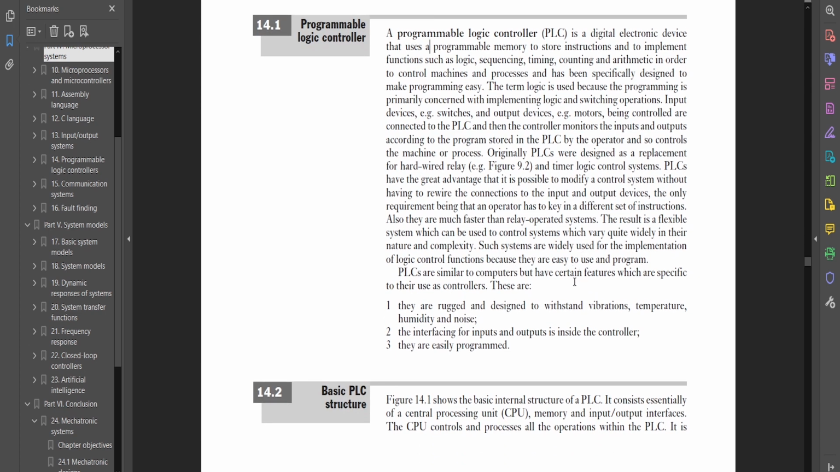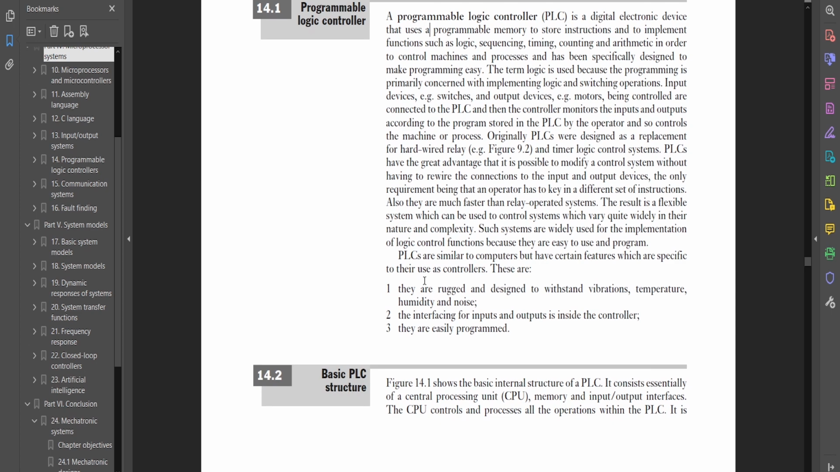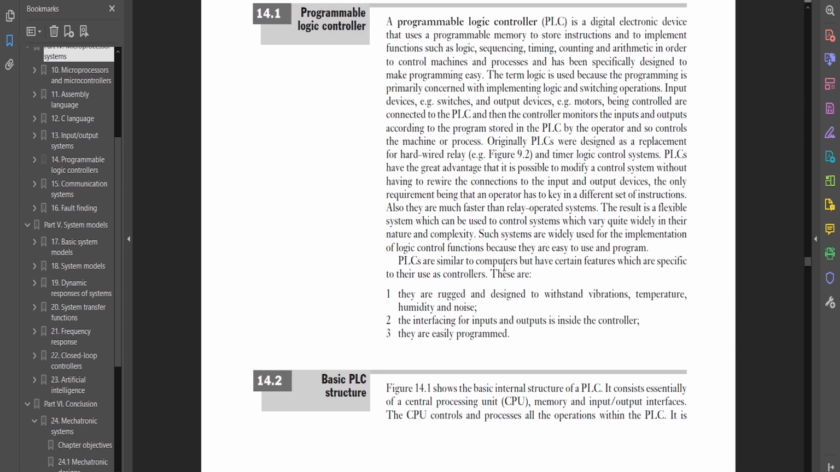PLCs are similar to computers but have certain features which are specific to their use as controllers. Okay. So they're rugged and designed to withstand vibrations, temperature, humidity, and noise. That's actually kind of what I was thinking about when I was thinking about a PLC. I was thinking of a big rugged machine that you can throw about and leave in the desert for an hour and it'll be fine. My Dell XPS would get wrecked. The interfacing for inputs and outputs is inside the controller. They are easily programmed.